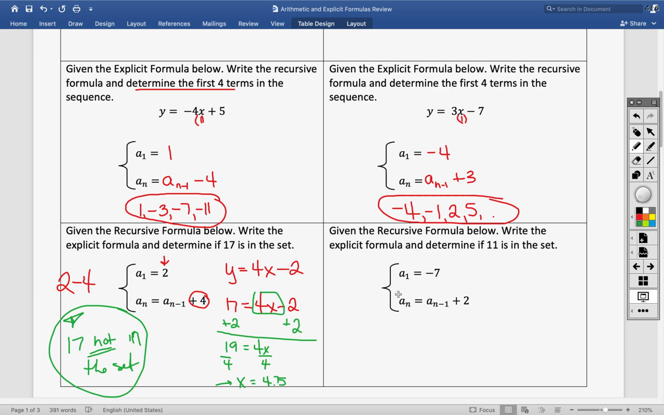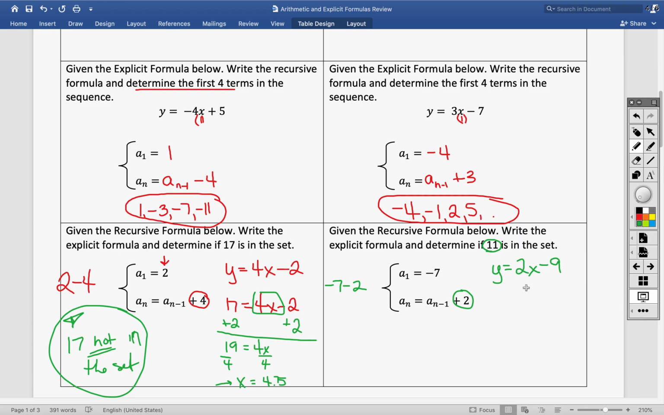All right, let's try it again. So again, we take our y equals, m is our plus 2, so it's 2x. To find our b, you take the first term and you subtract the common difference, so it's going to be a negative 7 minus 2. That's going to be a negative 9. That is your formula or your equation for your set of numbers.